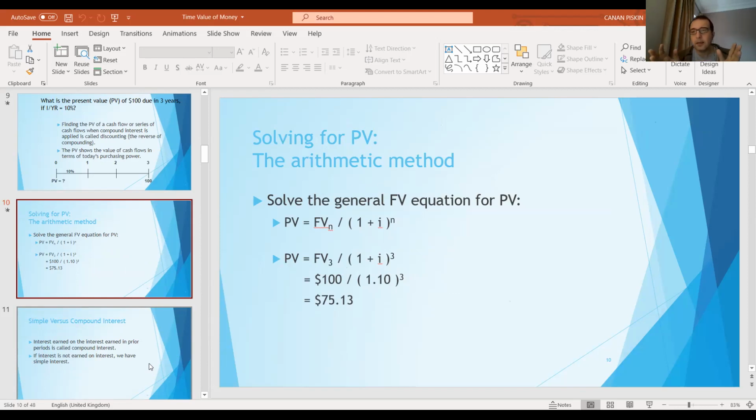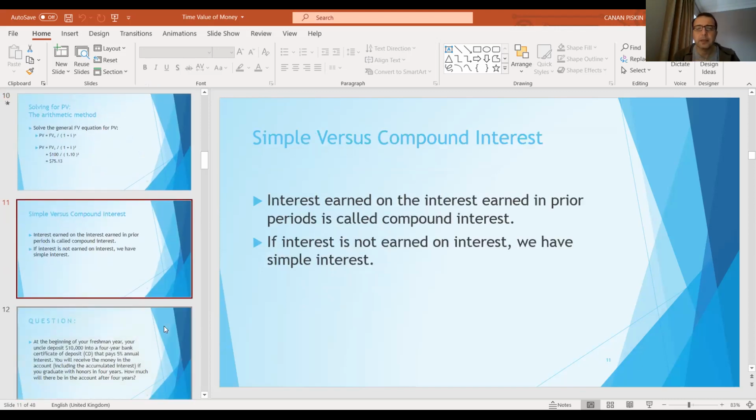So it means that $75.13 is equal to $100. You have to be indifferent between these two cash flows in a 10% interest rate environment. It doesn't matter which one. We cannot say that the present value of 75 is worse or better than the $100, right? In a 10% interest rate environment, of course, with this assumption. Right, let's move on to the next slide.